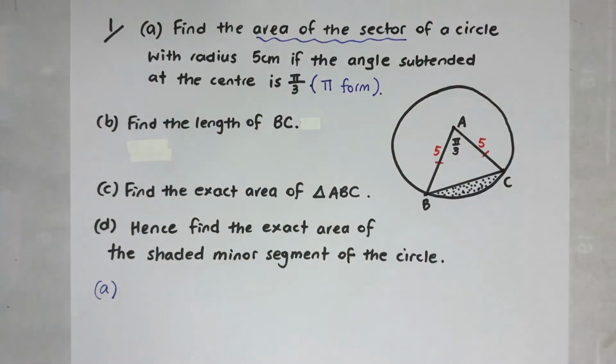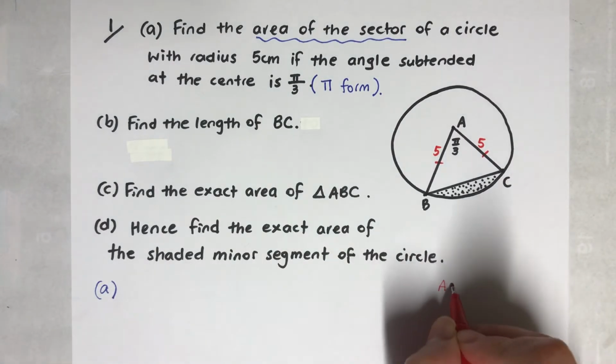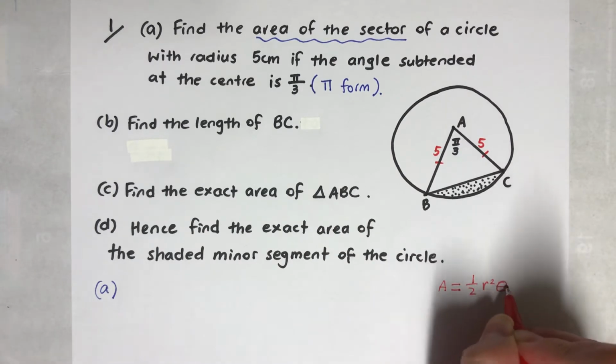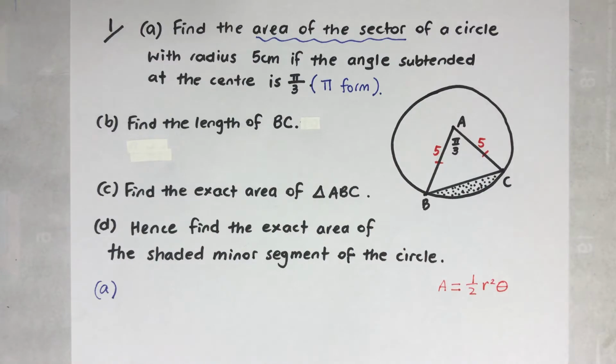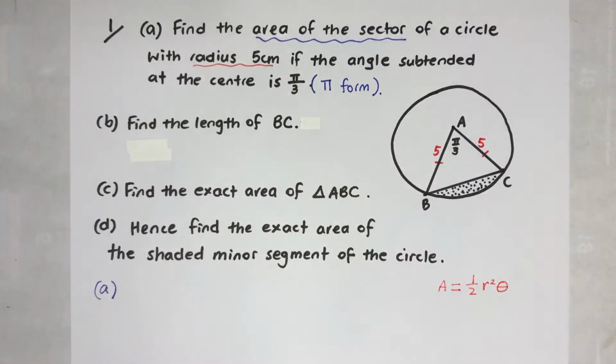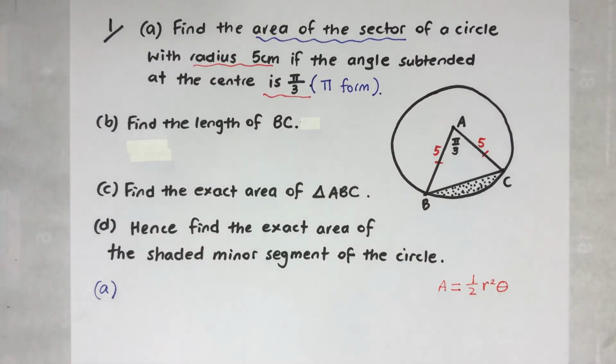So we need to use the formula. Okay, here we go. What's the formula for the area of the sector? I'm going to just write it on here. Half times r squared times theta. And my radius is 5 centimeters. The theta is pi over 3. Pi over 3 in degrees will be 60 degrees, if you're just curious about that.